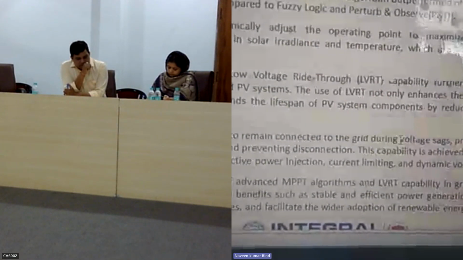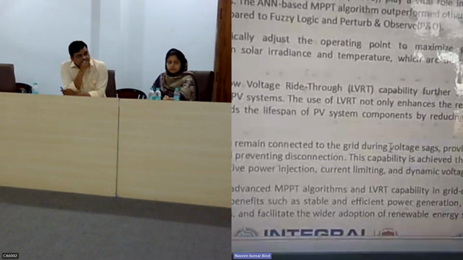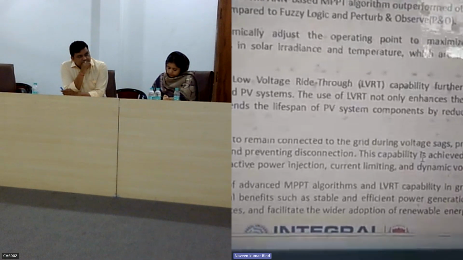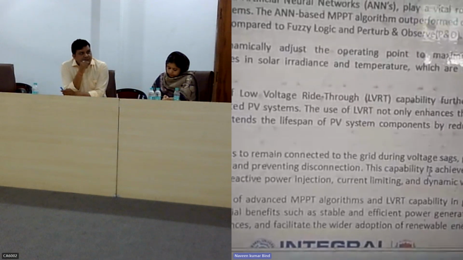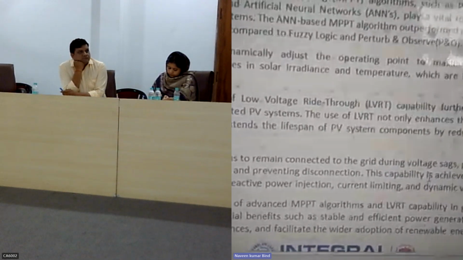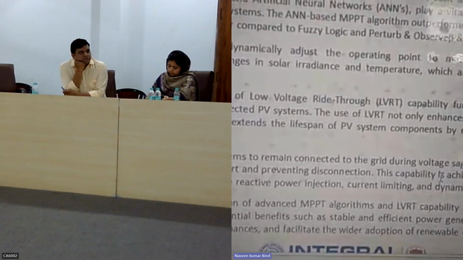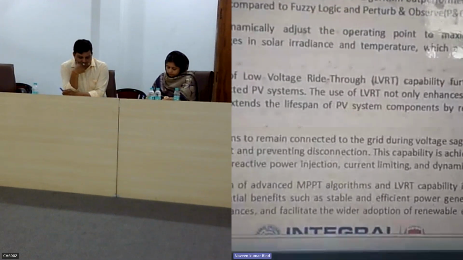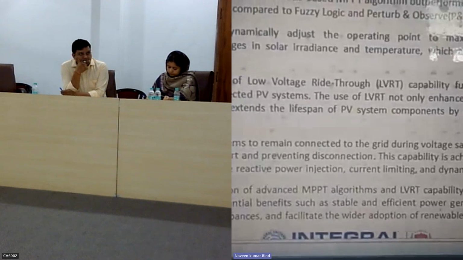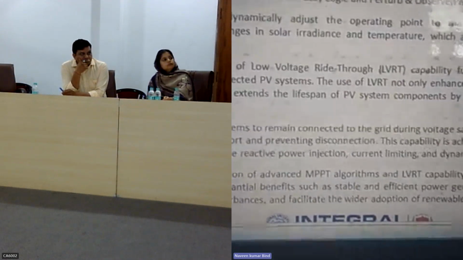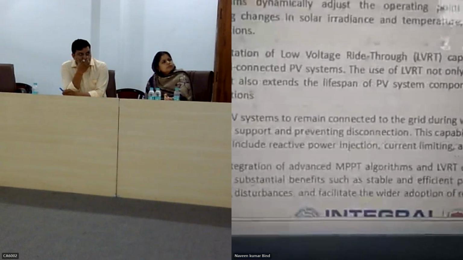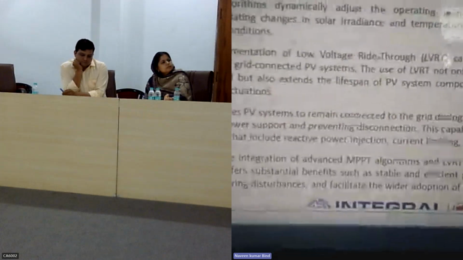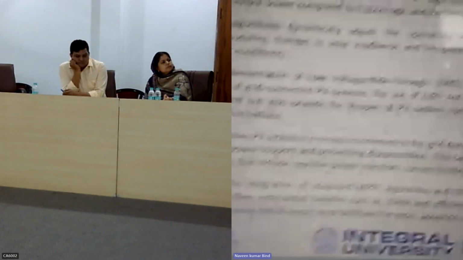Then I have used one more characteristic of the inverter, called LVRT, low voltage ride through capability. What happens during a disturbance, suppose a voltage sag, is that in a situation of voltage sag, the PV system will automatically disconnect from the grid. This LVRT parameter holds the PV system in the grid so that it will not disconnect from the overall system. So I have used this LVRT also, so that the overall efficiency and overall capability of the grid will be enhanced. So these are the conclusion points.